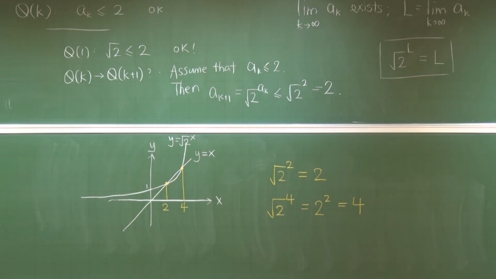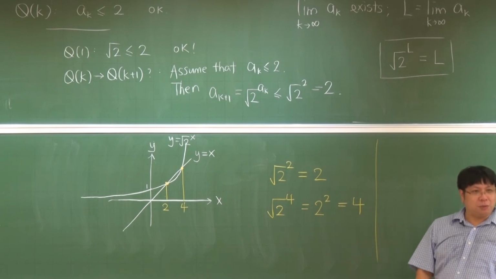Which one is the answer? 2 is the answer or 4 is the answer? Which one? 2. Why? Very good, 2. We just proved that any value of AK is less than or equal to 2. So the limit cannot be 4. It must be less than or equal to 2. Is that okay? So it is 2.